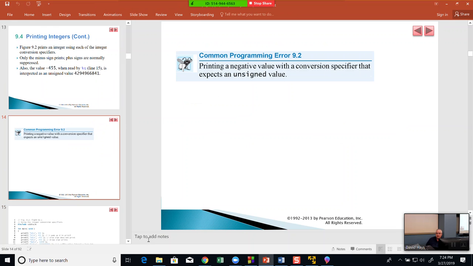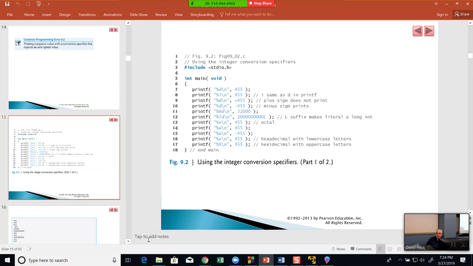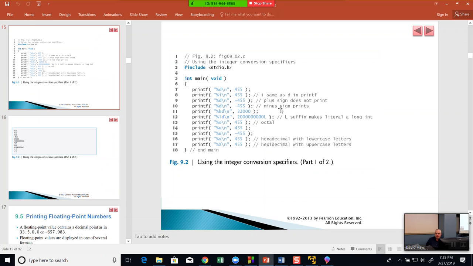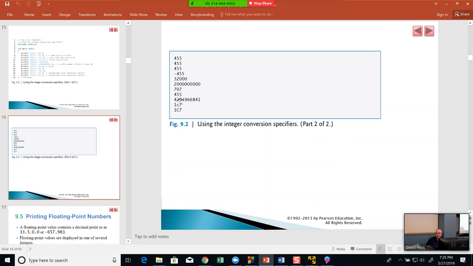There's an error they're talking about. This is what a lot of those assignments in the back are doing, just having you print every different kind of specifier and see what it looks like. This down here is hexadecimal with lowercase letters. This is with uppercase letters. And that's why here you get these.